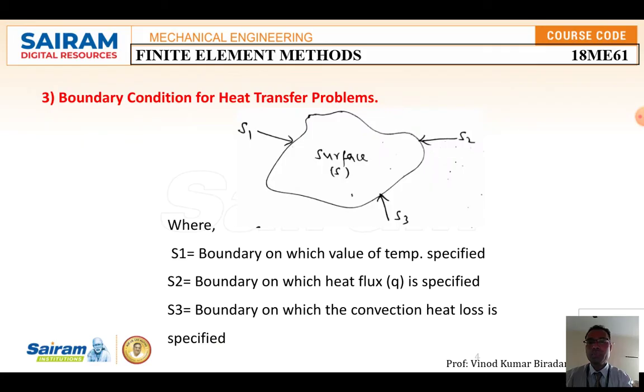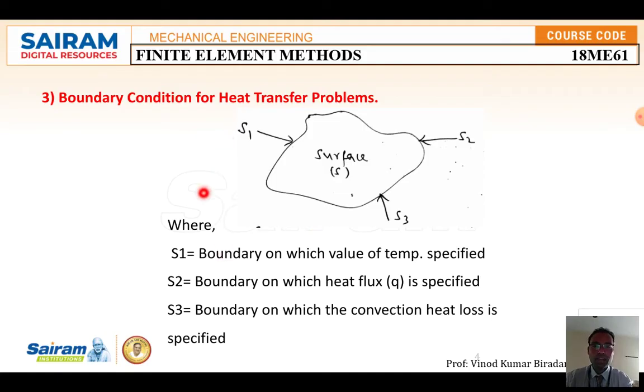Now coming to the third one: boundary conditions for the heat transfer problem. Let us assume that this is a heat transfer problem. Here there is a surface upon which there are 2-3 boundaries, that is S1, S2, S3. This is called a boundary condition.